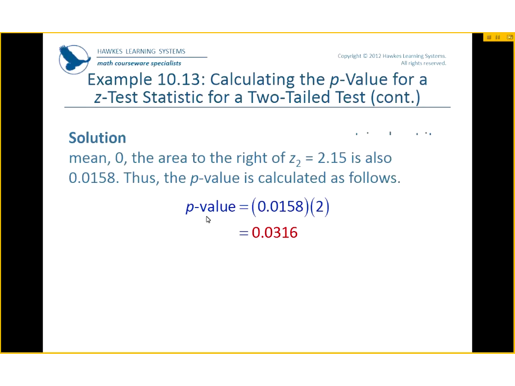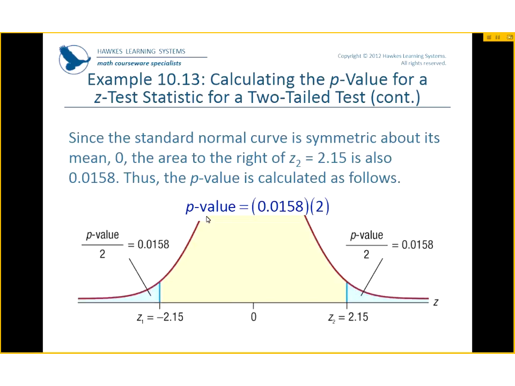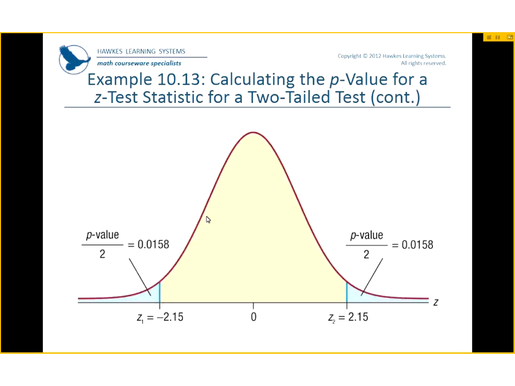So all you do is multiply that because you're finding the left and then the right. If you multiply 0.0158 times 2, you get 0.0316. This to me shows it better. Because what you did is you looked at negative 2.15 and you got 0.0158, and all you do is multiply that by 2 because you have to look at that right tail too. So once you do that, you get the area for the two tails.